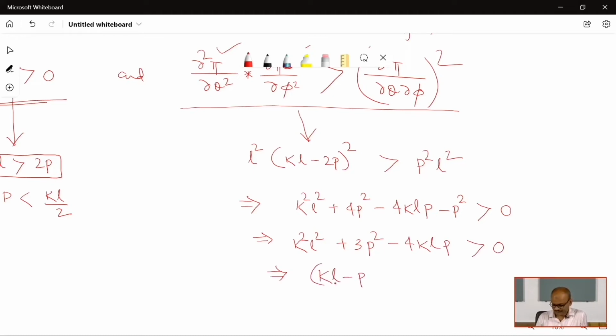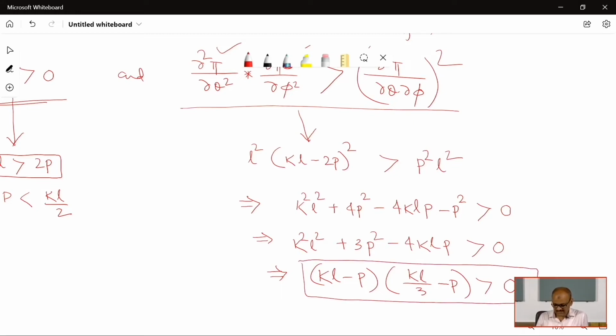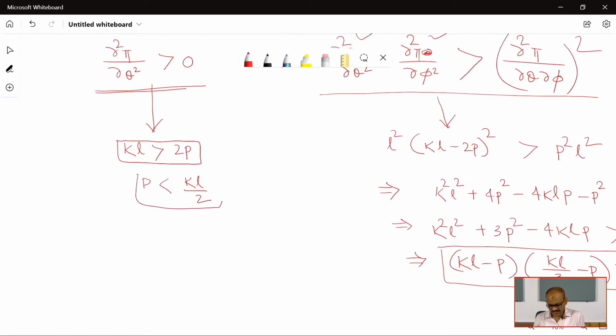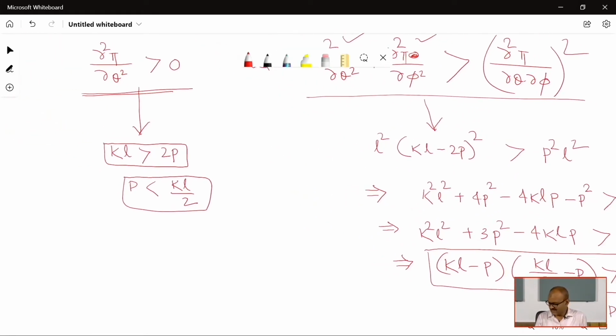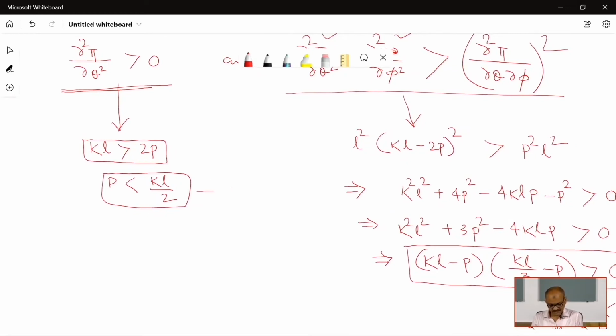implies (KL minus P) multiplied by (KL by 3 minus P) is greater than 0. So this is the one condition, and this is the other condition. So here, for this to be positive, what is the condition? P should be less than KL by 3. So this is the B case, and this is the case A.